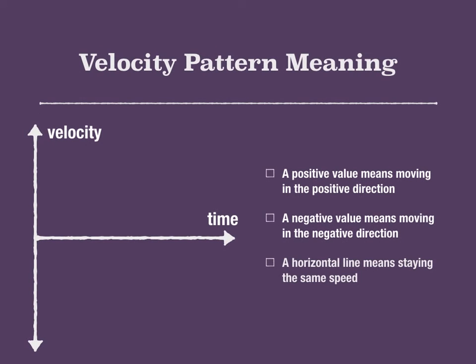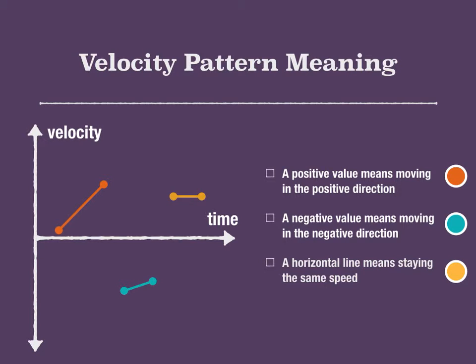Some interesting velocity patterns would be a positive value, which would mean you're moving in the positive direction. For now, we don't care about the way that the velocity is changing. We just care that we have a positive velocity. So we must be moving in the positive direction. In the same way, a negative value means we're moving in the negative direction. And a horizontal line means that we're staying at the same speed.